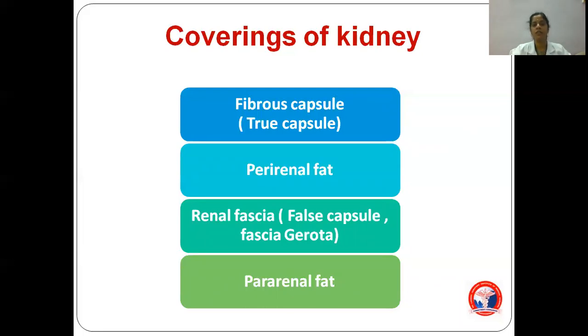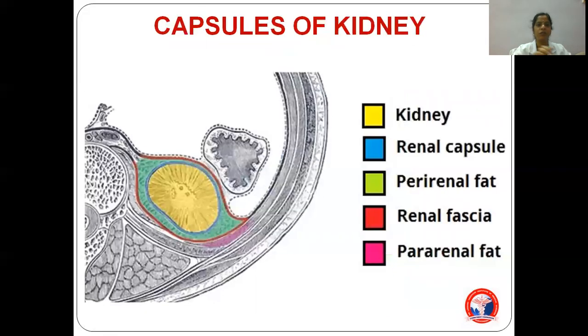We have 4 layers. They are fibrous capsule, also called as true capsule. The next one is perirenal fat. The next one is renal fascia, also called as false capsule, also called as fascia gerota. The outermost layer is the pararenal fat. So we have 4 layers: fibrous capsule, perirenal fat, renal fascia, pararenal fat. Okay, so we'll discuss with a picture.